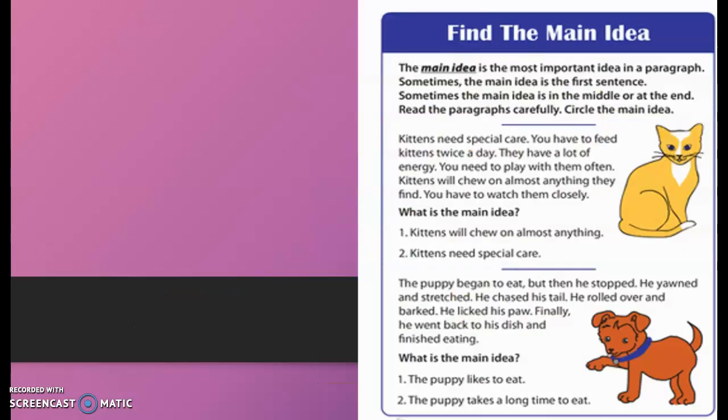Find the main idea. The main idea is the most important idea in a paragraph. Sometimes the main idea is the first sentence. Sometimes the main idea is in the middle or at the end. Read the paragraphs carefully.